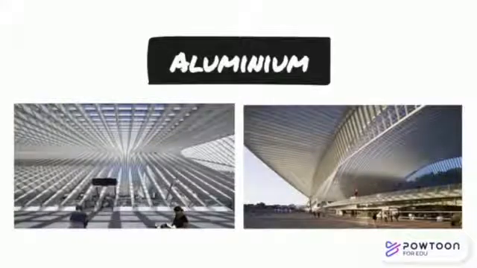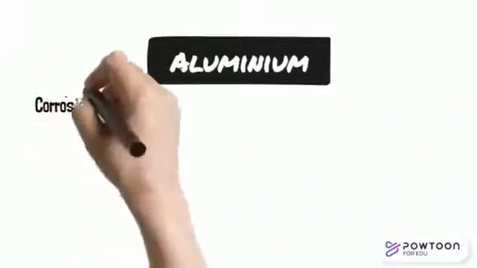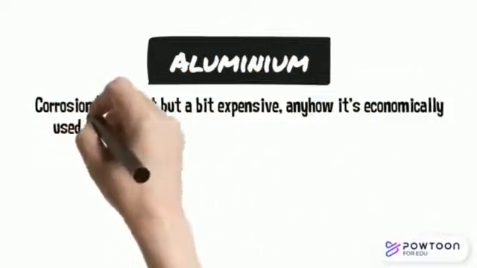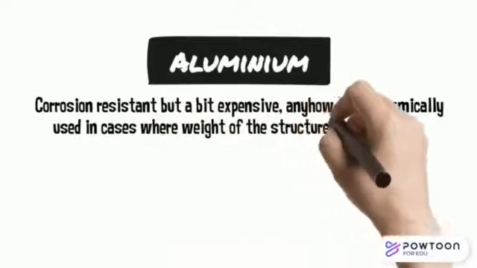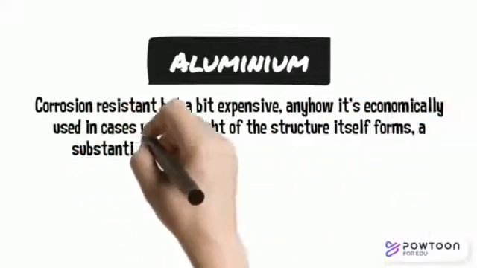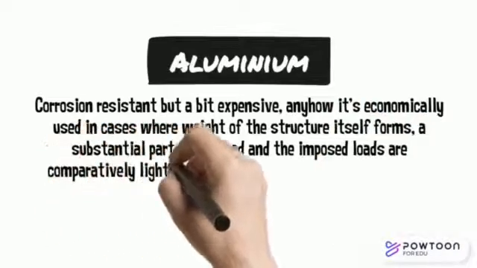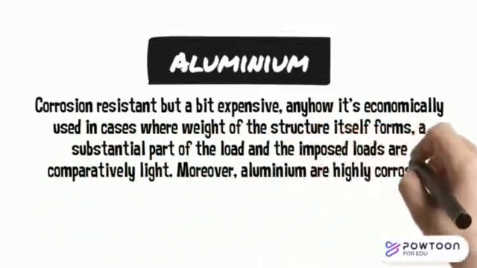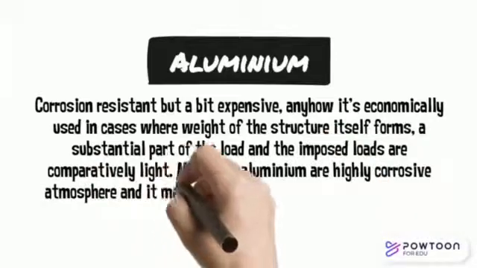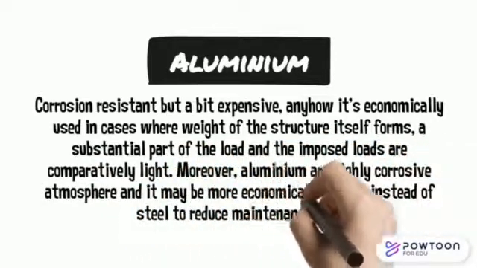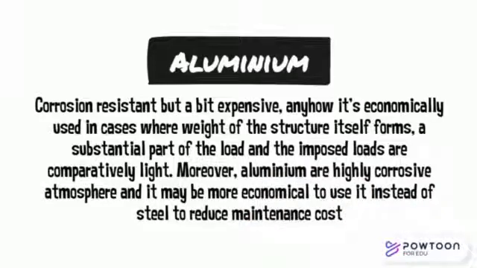The other material used is aluminum. It is a third of the weight of steel and corrosion resistant, but a bit expensive. Anyhow, it is economically used in cases where the weight of the structure itself forms a substantial part of the load and the imposed loads are comparatively light. Moreover, in highly corrosive atmospheres, it may be more economical to use it instead of steel to reduce maintenance costs.